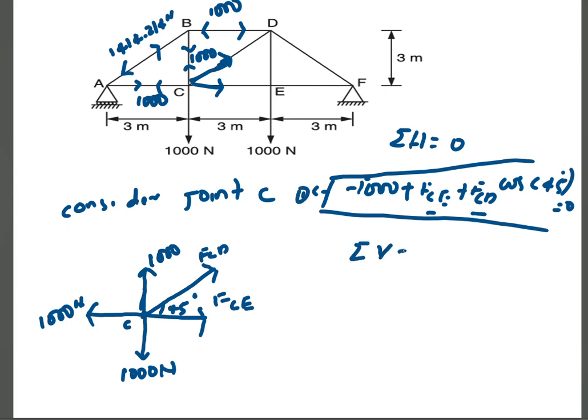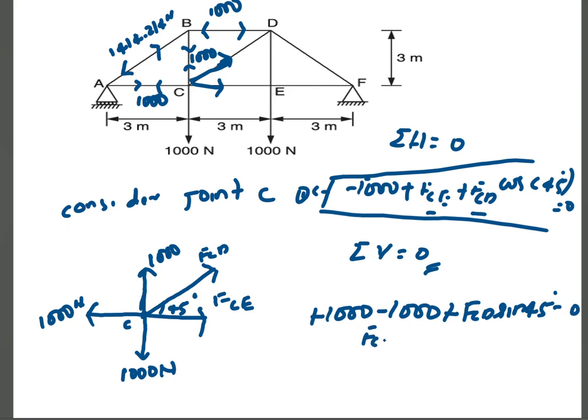Now summation of vertical forces is equal to 0. How many vertical forces are there? Total 1, 2 and 1 inclined force. That is plus 1000, minus 1000, plus FCD sine of 45 degrees is equal to 0. This value will get cancelled, so you get FCD is equal to 0.